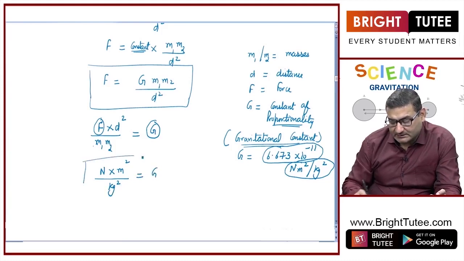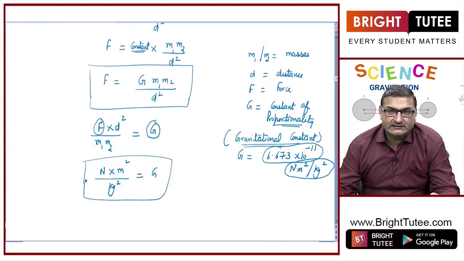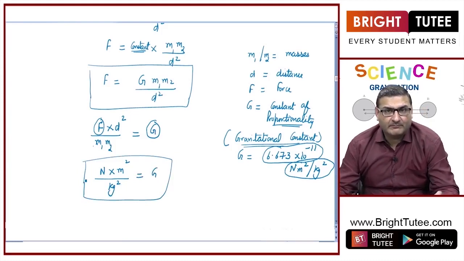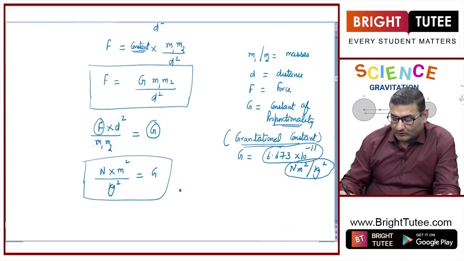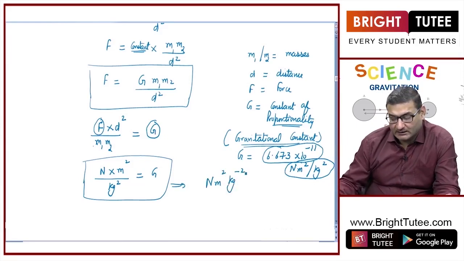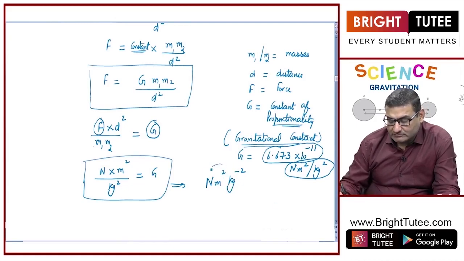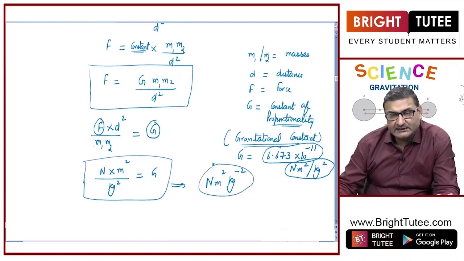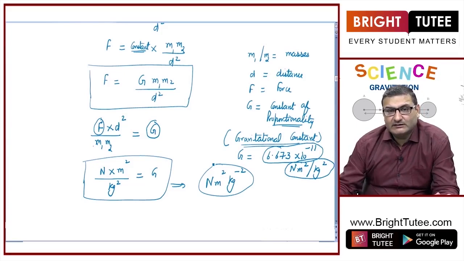So, this is the SI unit of the gravitational constant, that is Newton meter square upon kilogram square, correct. This may be written like this, or we may also write it as Newton meter square and kilogram inverse square. This minus 2 represents that it is coming in the numerator, I can also write it like this, and it is a constant value, right.